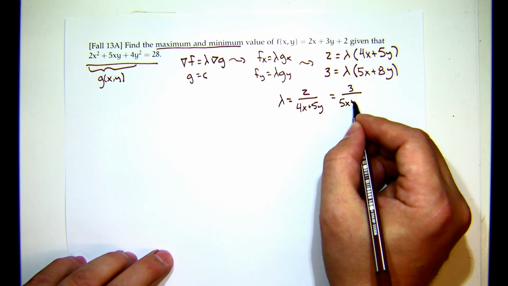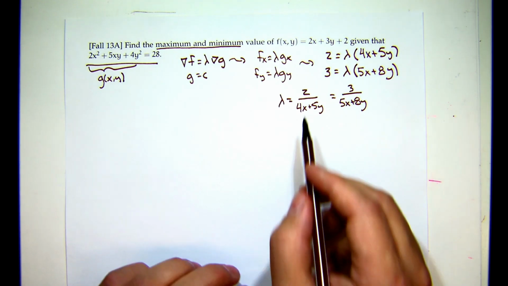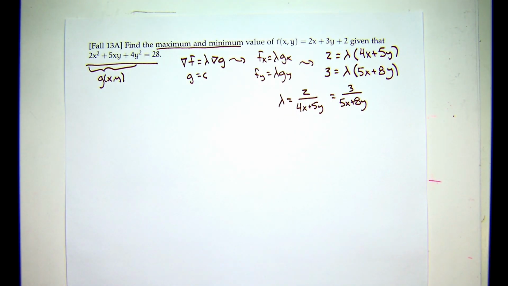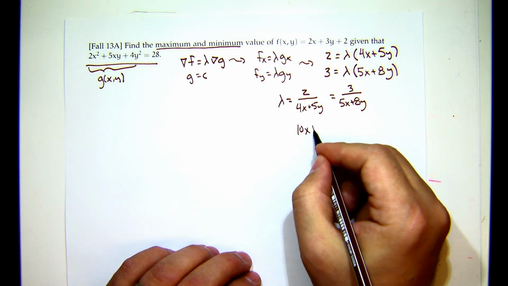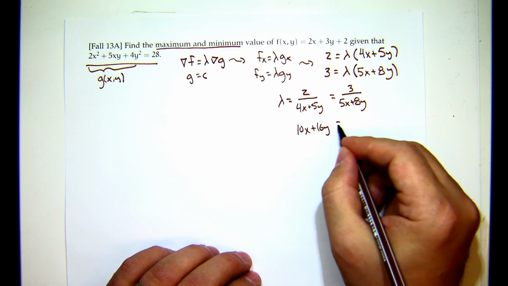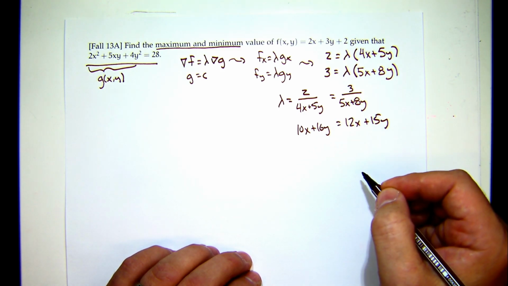3 divided by 5x plus 8y. Now, the cool thing is these are both equal to each other. So what can I do next? Cross multiply. 10x plus 16y is equal to 12x plus 15y. Now what?